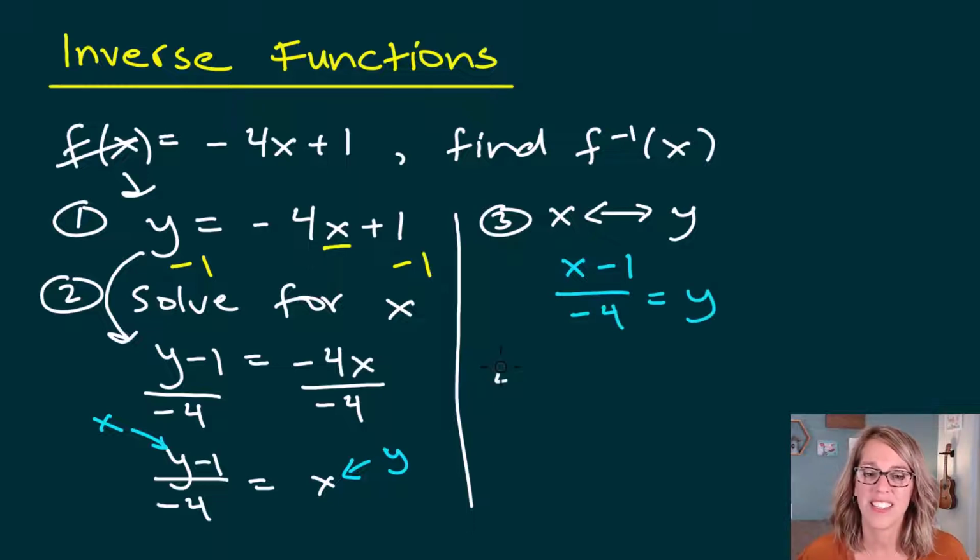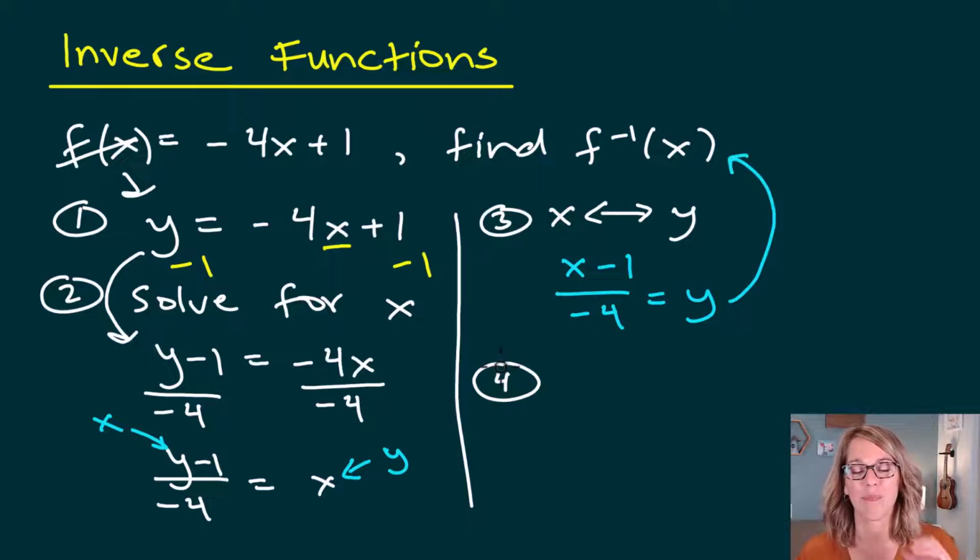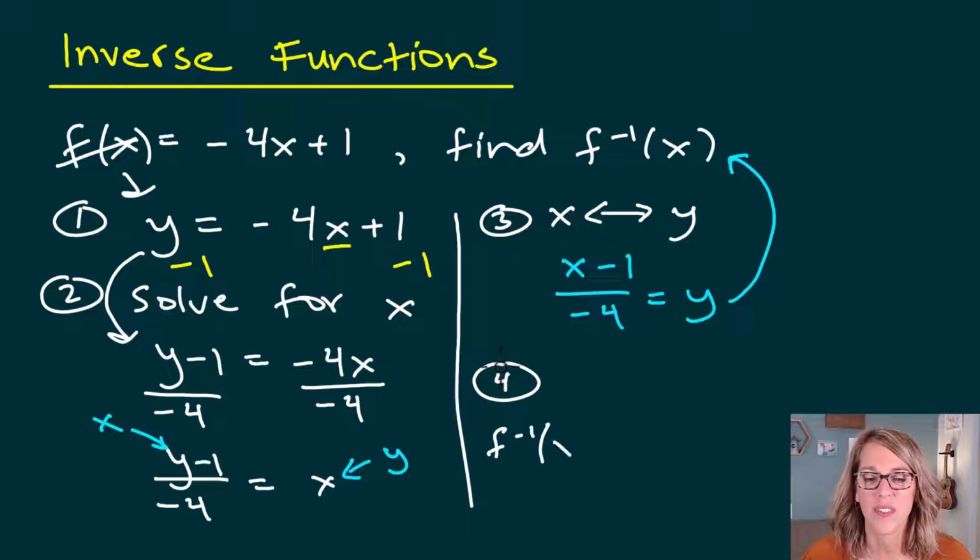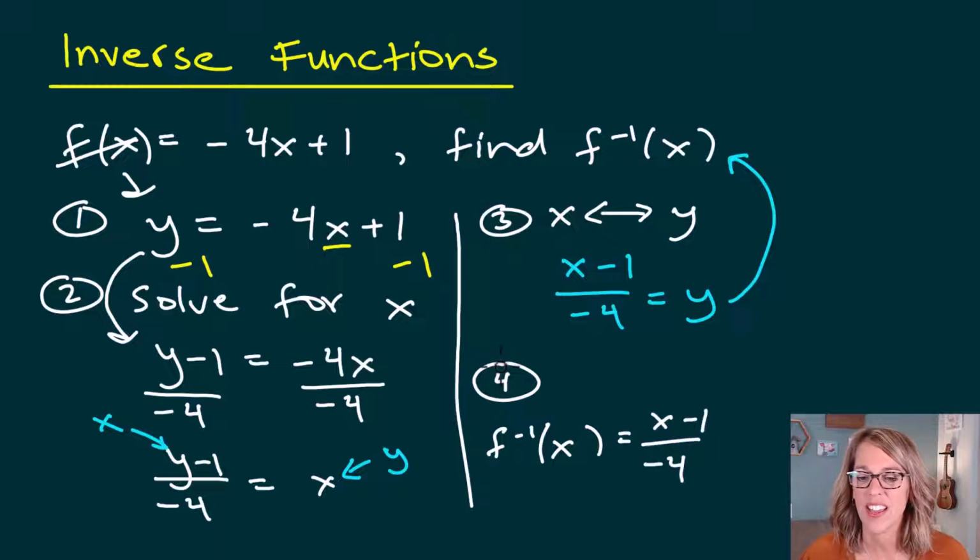One more step. This is the easiest step. Instead of calling this y, it really is our brand new function f inverse. So let's go ahead and write our final answer. Instead of y, it's f inverse. So f inverse of x is equal to x minus 1 divided by negative 4. And this is our answer.